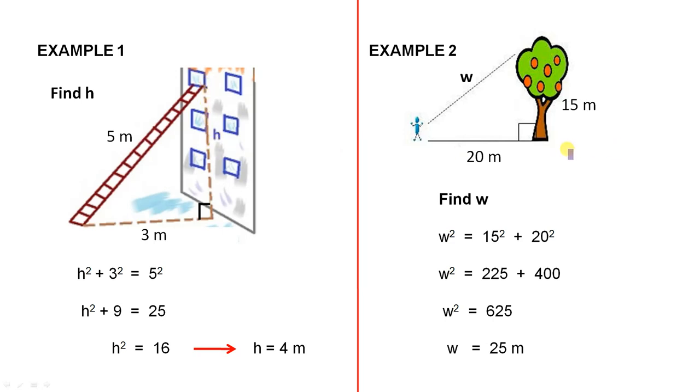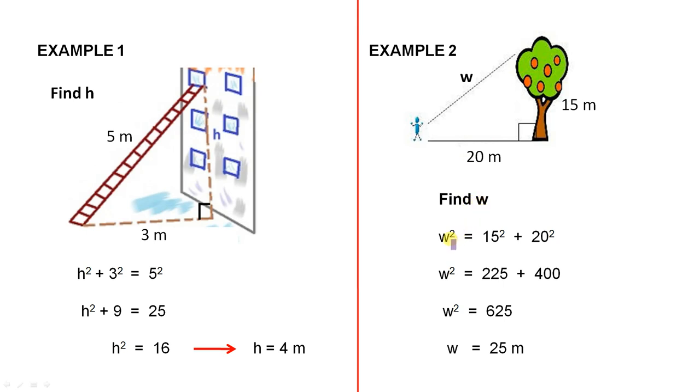Here's another real life example. We have a tree and a person is standing 20 meters away from this tree and the tree is 15 meters high. We want to know the distance from the person to the top of the tree. Now we can easily see that that represents the hypotenuse. So we're asked to find w.